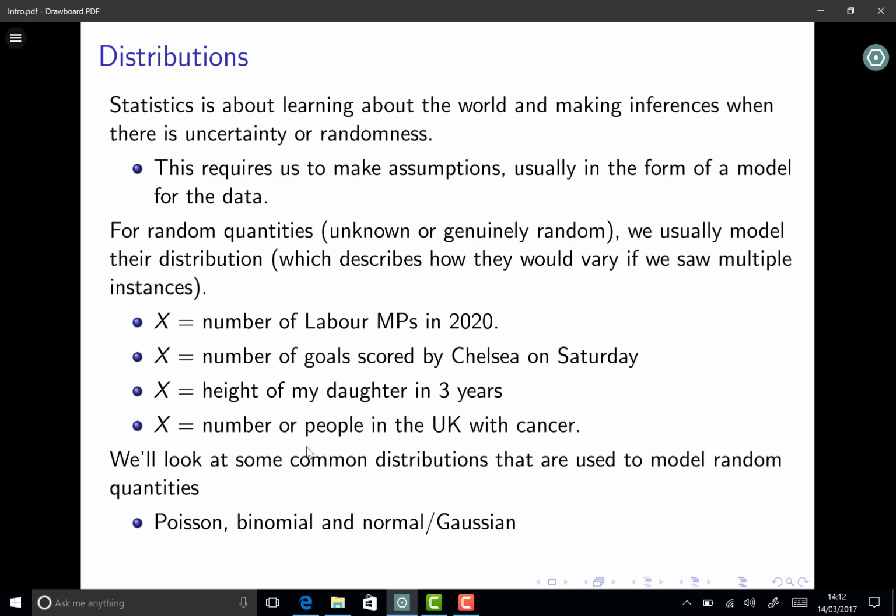And so what we'll do in this first week and some of the later videos is look at some common distributions that can be used to model random quantities. Things like Poisson distribution, or a binomial distribution, or a Gaussian or normal distribution.